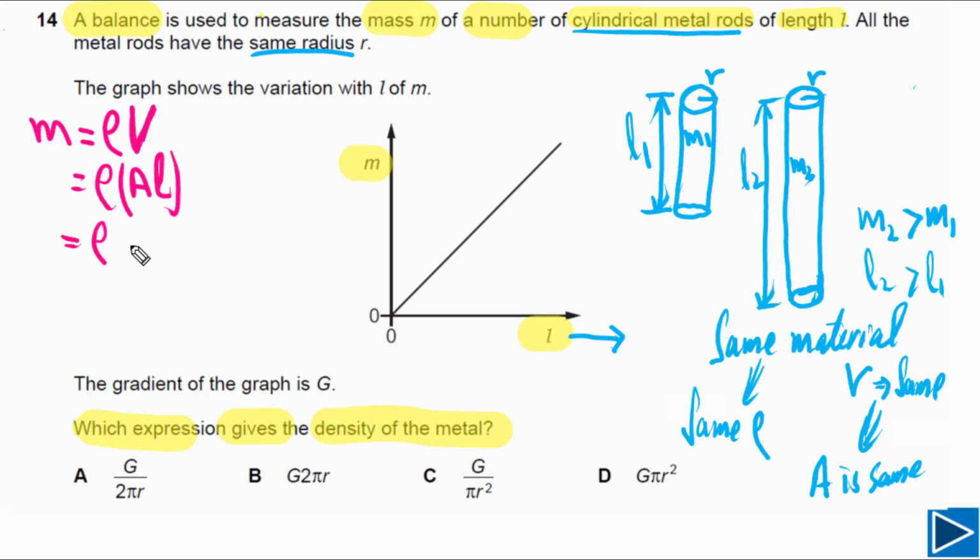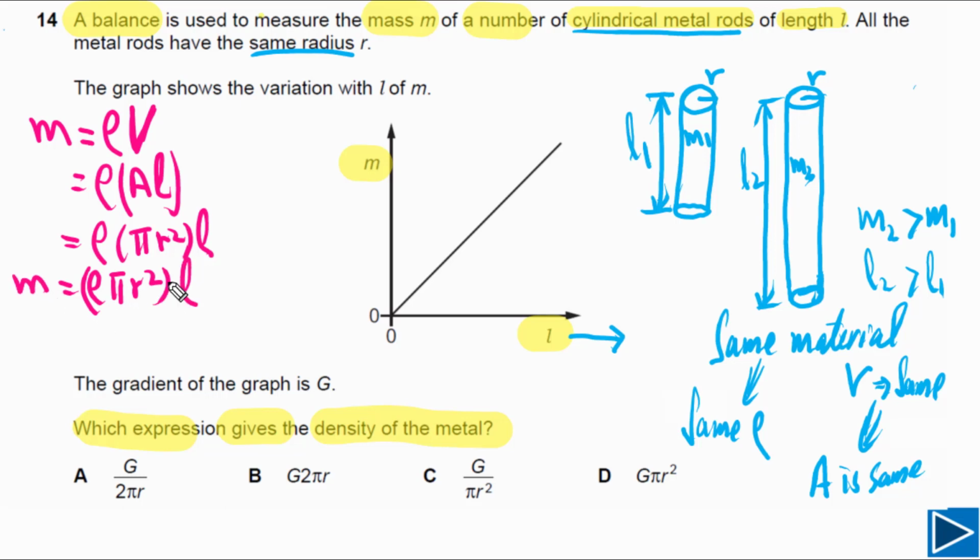We can also write down the cross-sectional area. This is pi r squared times L. In this equation, density is constant and radius is constant, so we can place them on one side. So this is rho pi r squared. We can draw two brackets across them, and this is L.